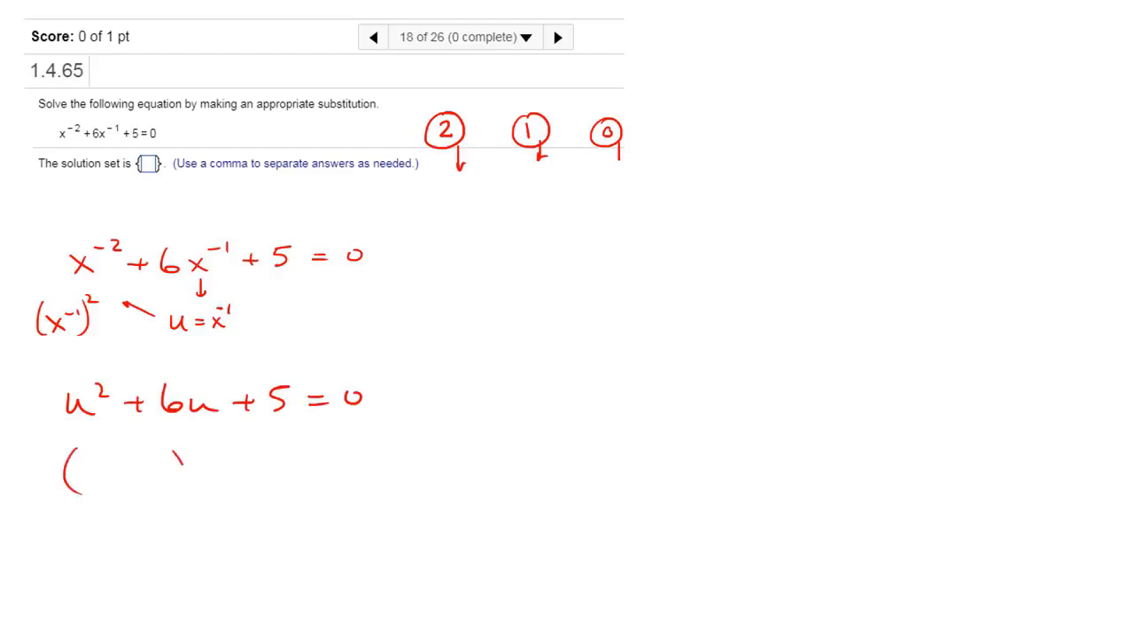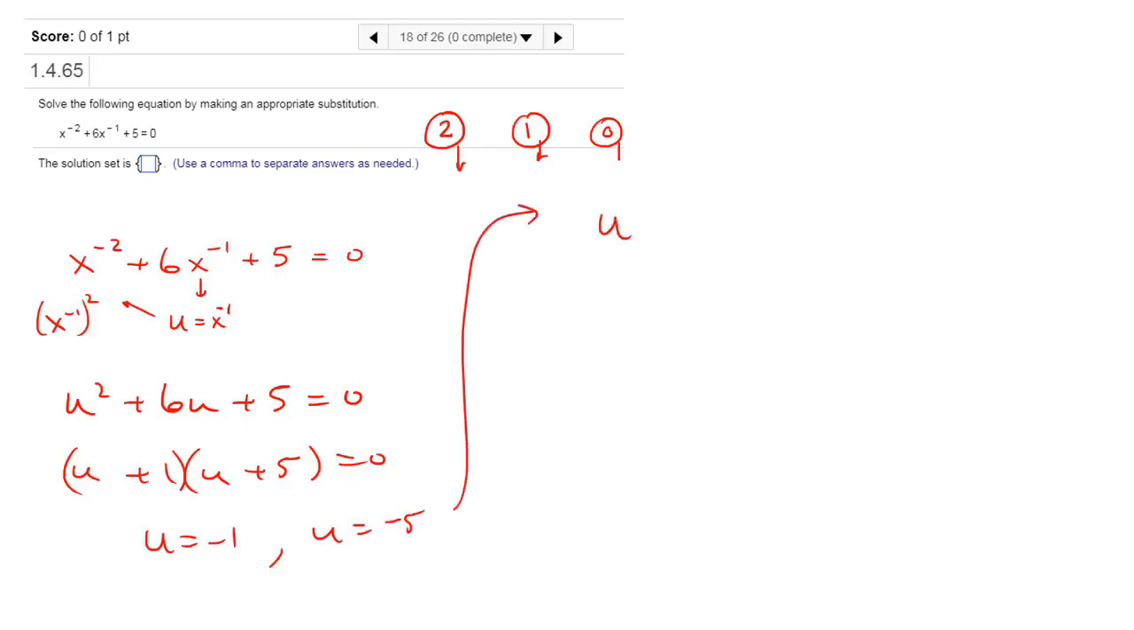Okay, so can I factor this down? Absolutely. I'm thinking a +1 and a +5 would make +6 in the middle. U is equal to -1. U is also equal to -5. As we solve it, let's bring it up. All right, and we're going to back substitute this stuff, right? So back to the x.